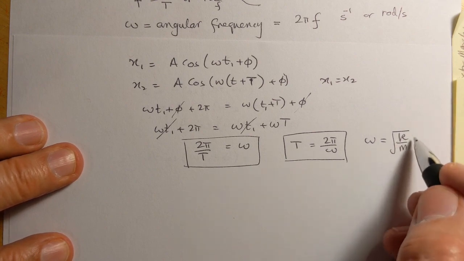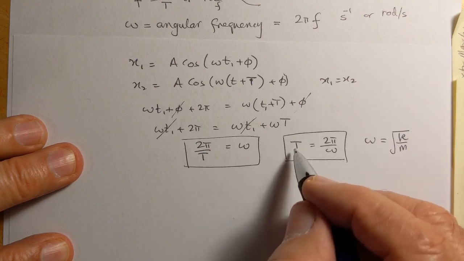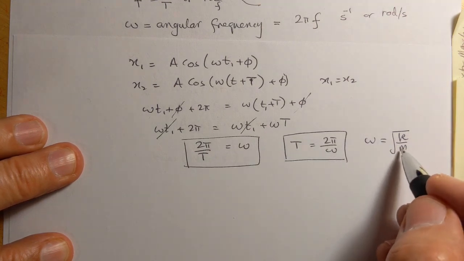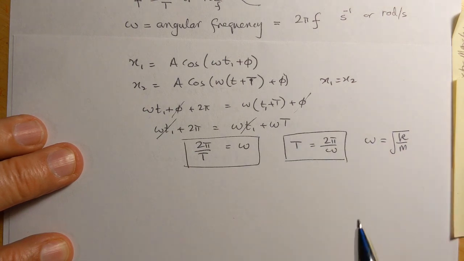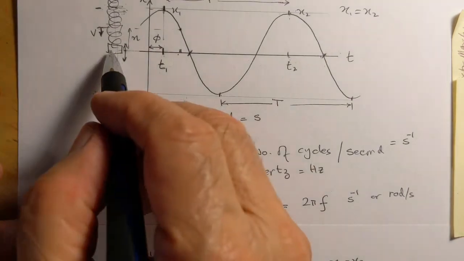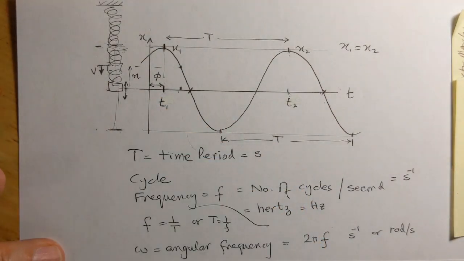So when k is big, omega is big, and the time period is short. And when mass is large, omega is small. When omega is small, the time period is large. So a heavy mass here would cause it to oscillate slower.